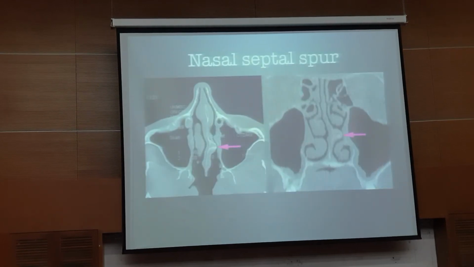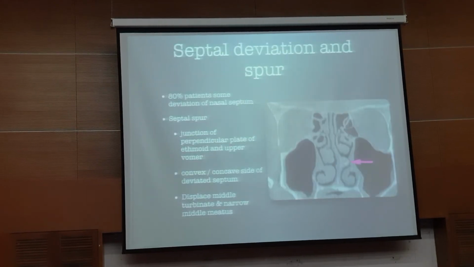Then sometimes you see nasal septal spurs, and these are quite easy to pick up on both axial or coronal slices. And you can see that, if large enough, they would cause some degree of narrowing of the nasal cavity. This is the patient just now with the paradoxical middle turbinate. Often they are at the junction of the perpendicular plate of the ethmoid and the upper vomer, and they can displace the middle turbinate or narrow the middle meatus.